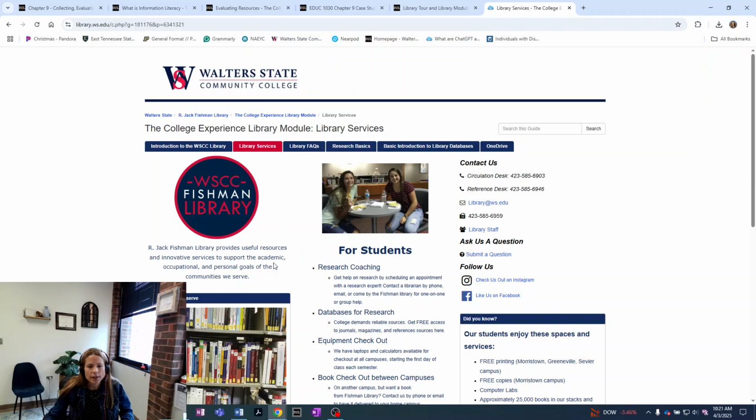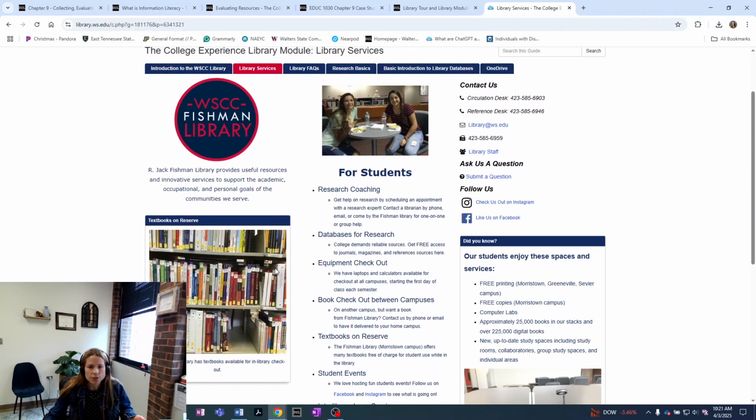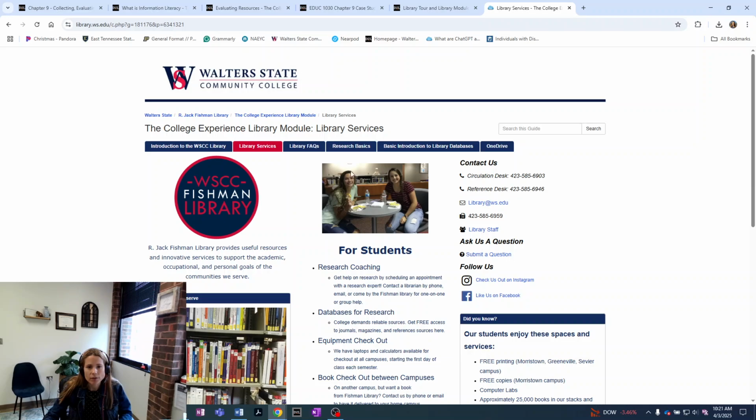The second one is talking about the resources or services, right? So say you're doing a topic in your fundamentals of communication course for speech, and you need help navigating the database system to find credible sources for research. So that's one of the services that they'll be able to help you with. They can help you, coach you on that, how to use the database, how to find journals and magazines and references, and you can check out equipment. So there's lots of different services the library offers.